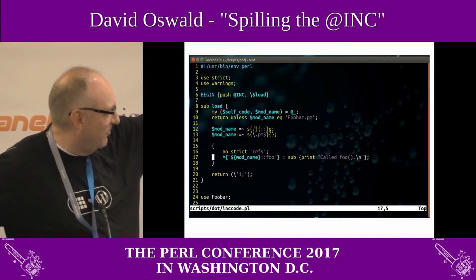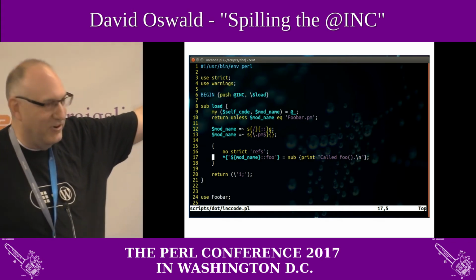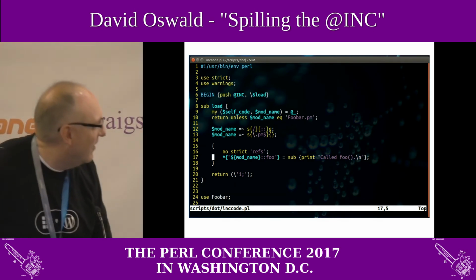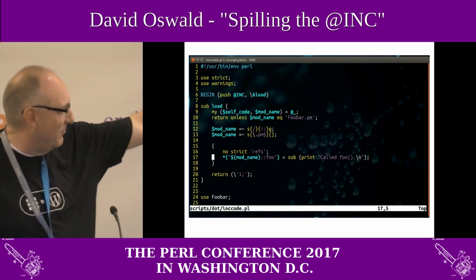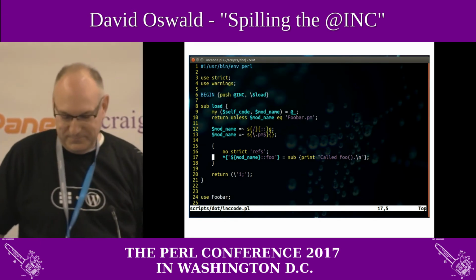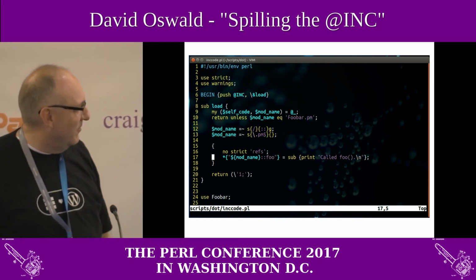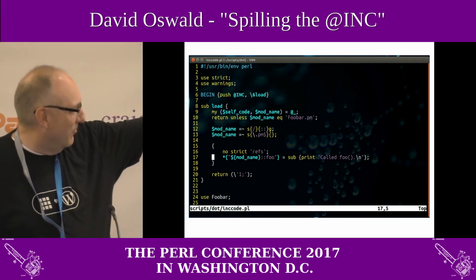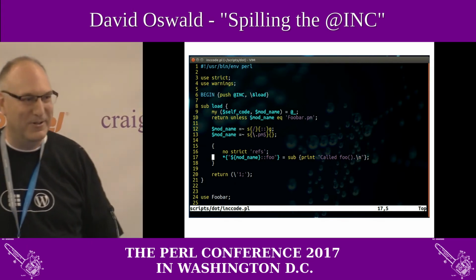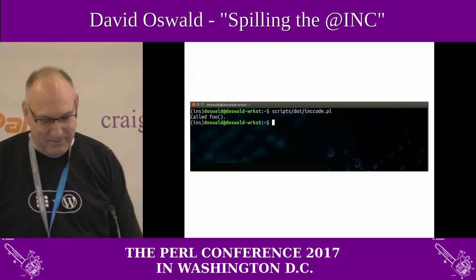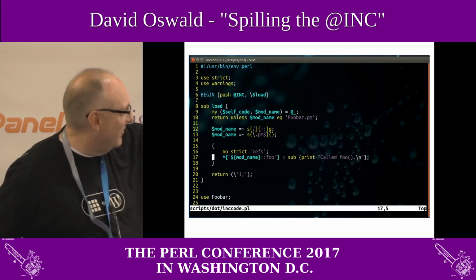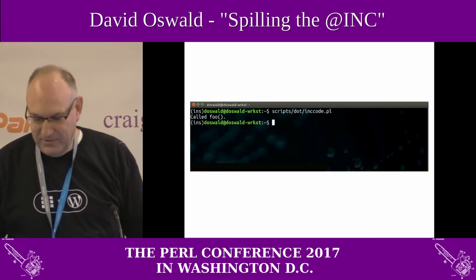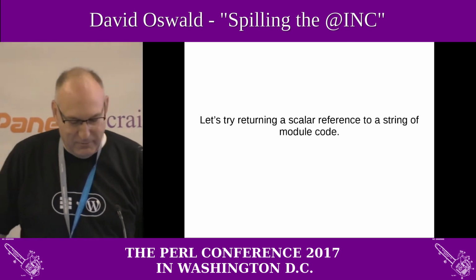But then the very last thing is that rather than actually returning code, it's just going to create a type glob. It's going to jam into our caller's namespace, or into that module's namespace, a subroutine. And then we're going to go ahead and use the convenient feature of prepending by appending to our module a 1 so that it becomes a legal module. And we can run that, and we get called foo, which is the output that that subroutine should create for us. And it works.